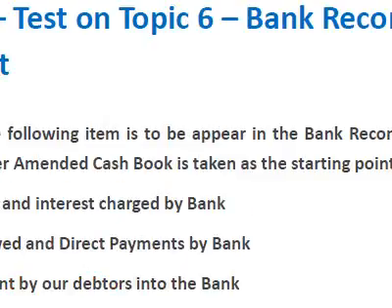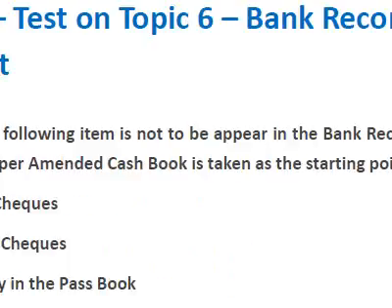Next, which of the following items is to appear in the BRS if the balance as per amended cash book is taken as the starting point? Bank charges and interest paid by the bank will not appear in the BRS because we are starting with the balance as per the amended cash book. Amended cash book would have taken into account all these errors and omissions on the part of the account holder. Next, interest allowed and direct payments by the bank will also be adjusted in the cash book. Direct payment by our debtors into the bank will also be entered in the cash book. A wrong entry in the passbook will appear in the BRS.